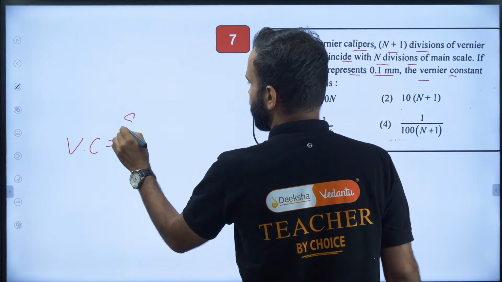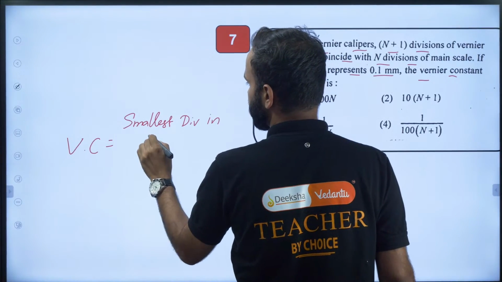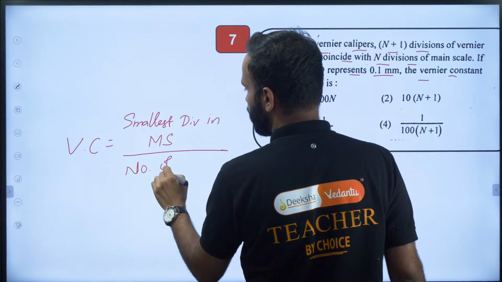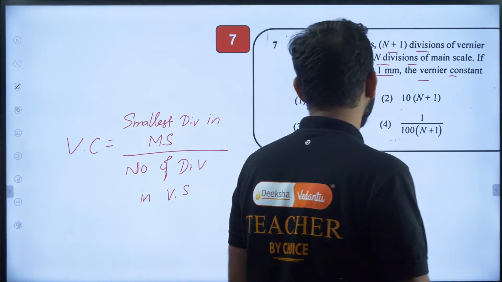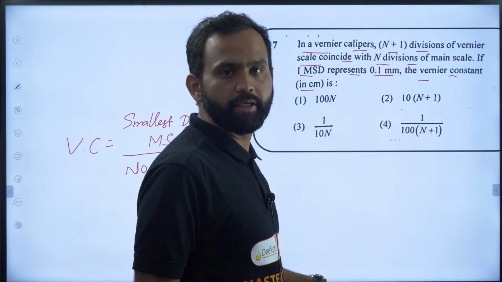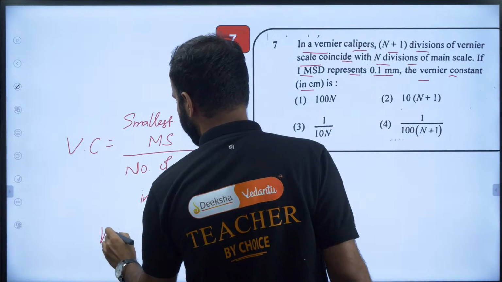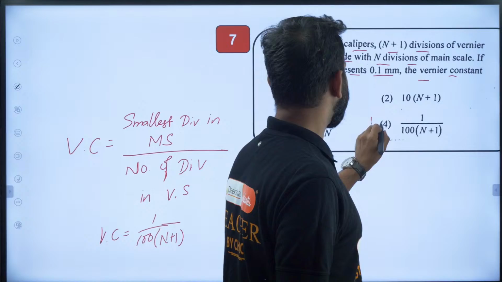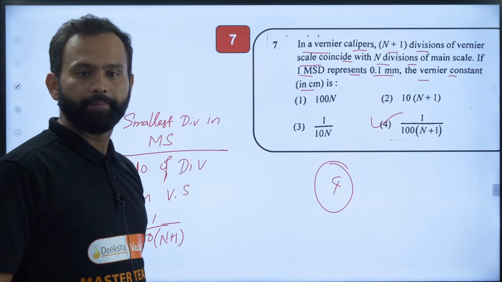Smallest division in the main scale to the number of divisions in the vernier scale. Number of divisions in the vernier scale is n+1. What is the smallest division in the main scale? 0.1 millimeter. In centimeter, this will be 1/100, right? So vernier constant is 1/100 into n+1. Okay, so the correct option is 4.